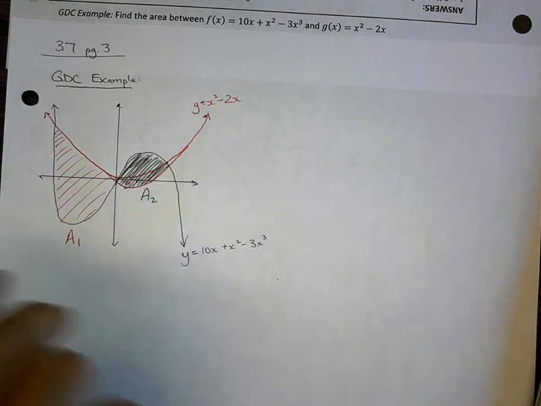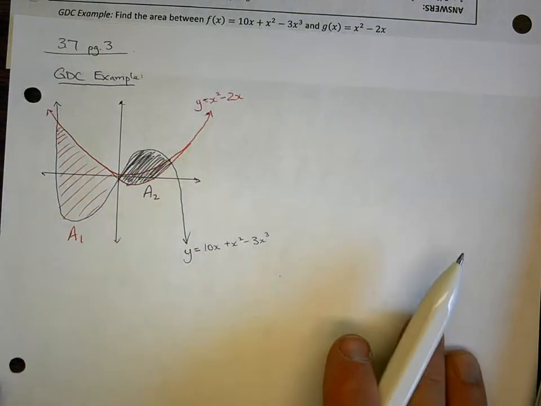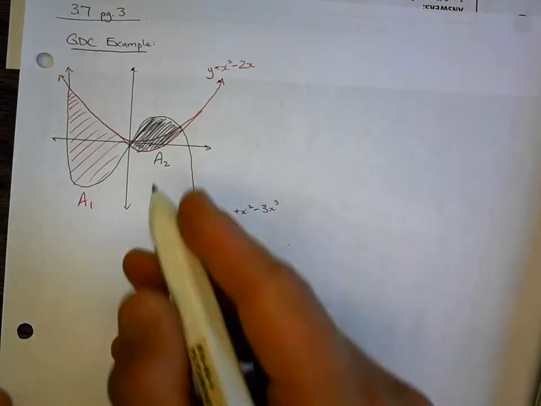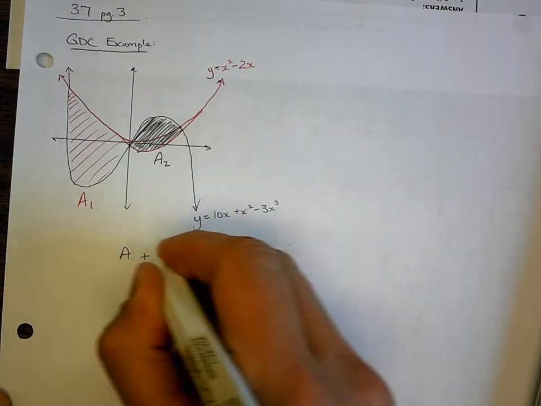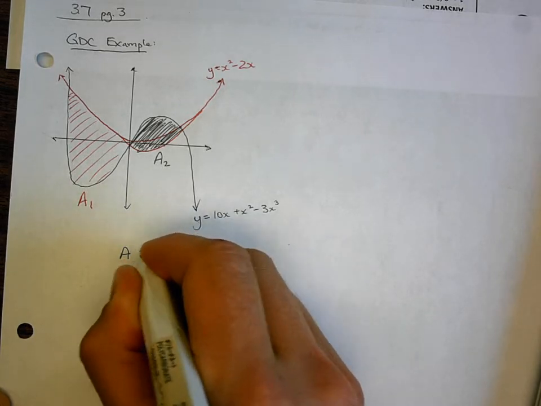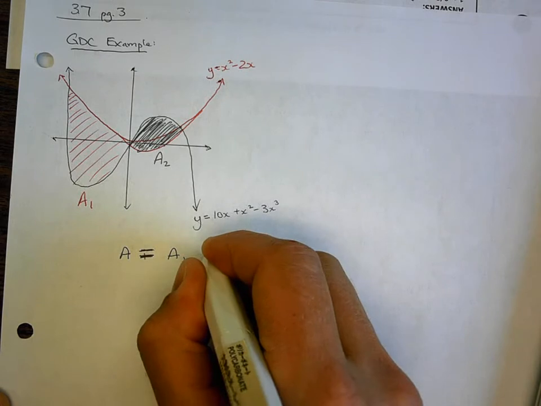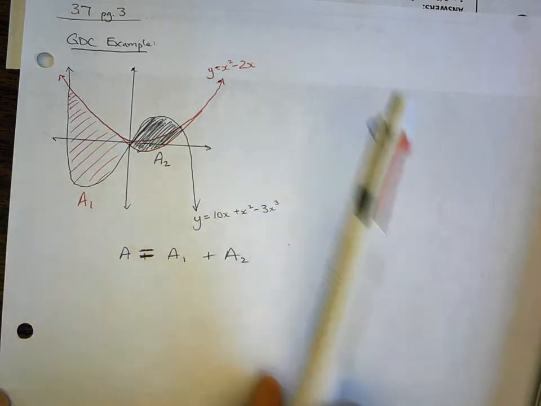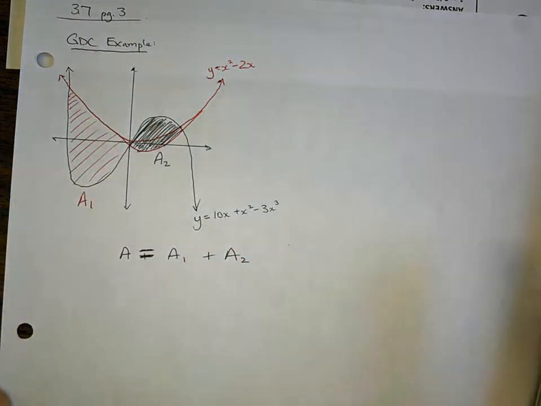But what we need to do first, okay, so let's write down here. A is equal to A, oh man, it's lunchtime, so I'm tired. A is equal to A1 plus A2. Let me just make a little note here.